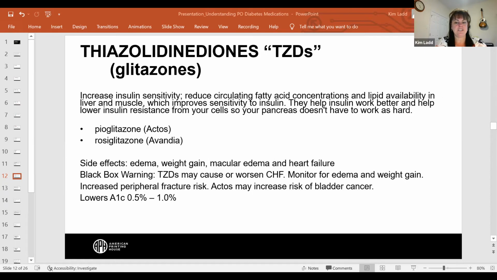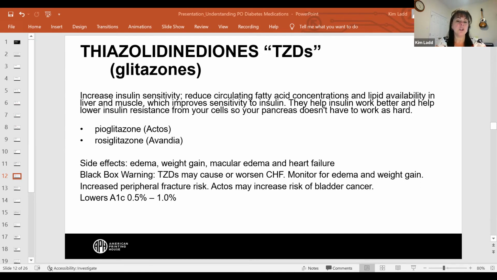The side effects of these are edema, which is swelling in your body, mostly around your ankles or in your hands or your legs. They do cause weight gain as a side effect, macular edema, and heart failure. These medications also have a black box warning, which means a very severe warning attached to these medications. So they may cause or worsen congestive heart failure.